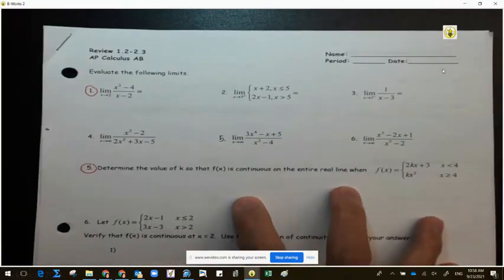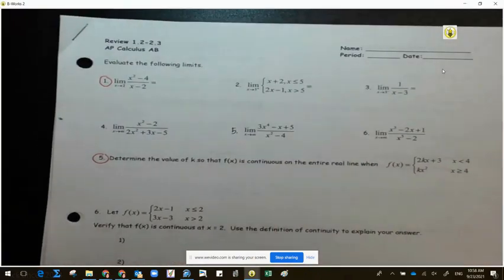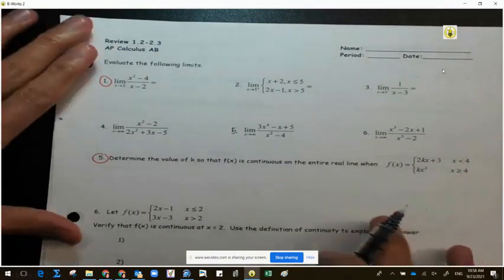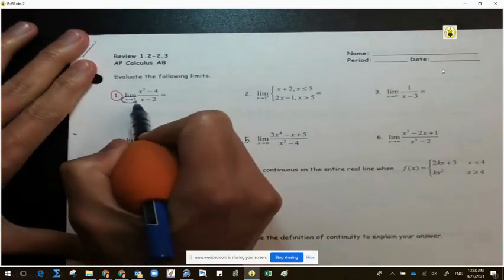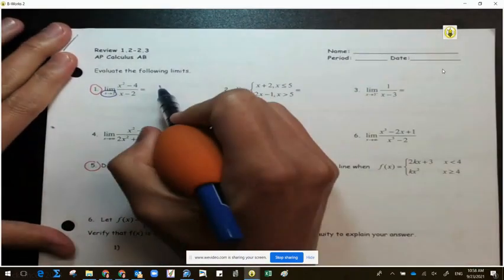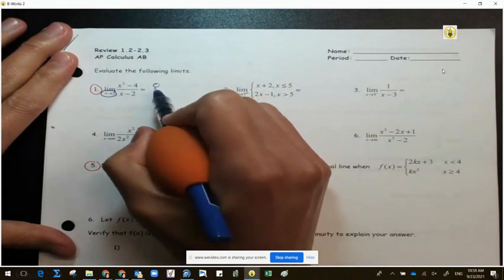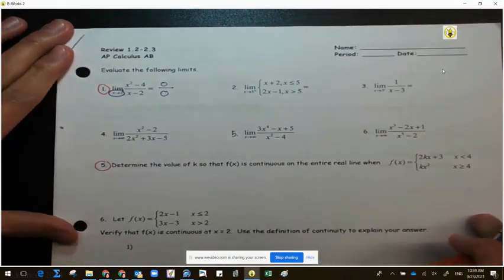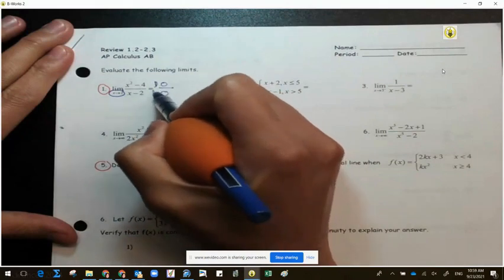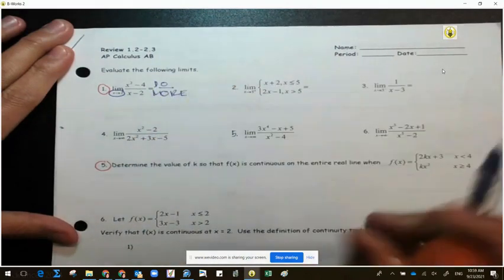At number 1. So number 1 is asking us to find the limit. And before finding the limit, we should go ahead and plug in what? 2. The 2. And when you do, you are going to get 0 over 0. And what was the phrase that we used? Do more. And typically do more means factor out.